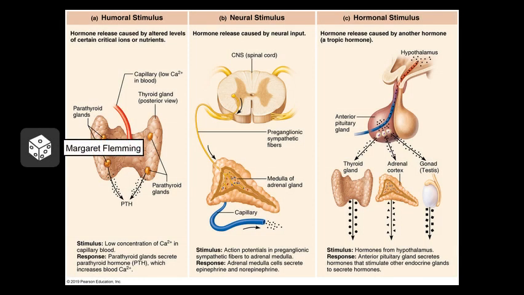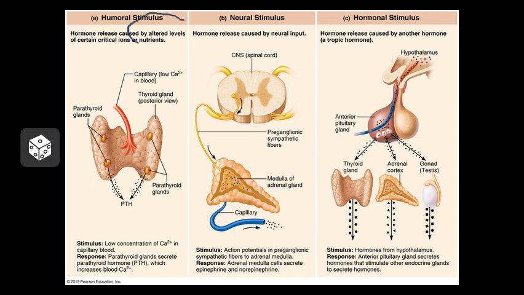So in the previous slides, we took a look at how different kinds of hormones can affect a cell and cause that cell to change. But this slide relates to what in the world causes an endocrine gland to secrete its product, its hormone, in the first place. There are three basic mechanisms or stimuli that can cause an endocrine gland to change what it's doing.